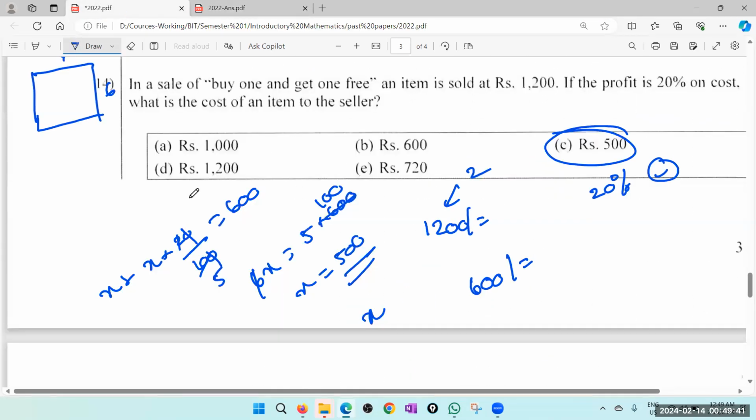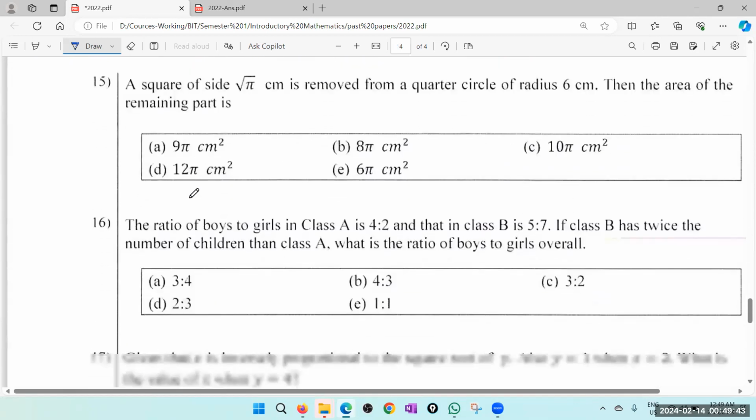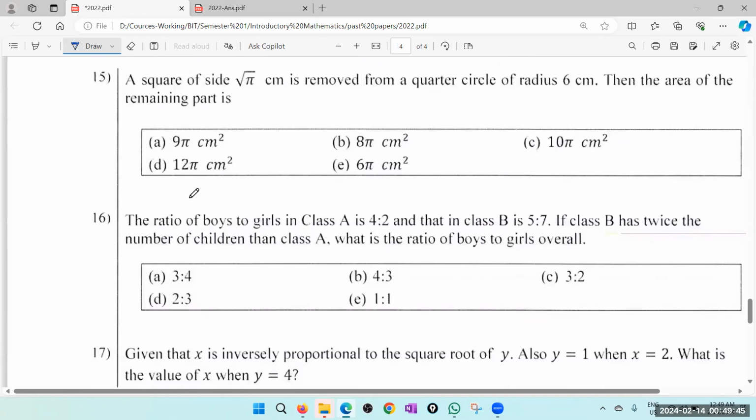Right, correct. 15. A square of side root 5 centimeter is removed from a quarter circle of radius 6 centimeter. It's a quarter circle. If you take this as a circle, just a quarter of it. Like this.